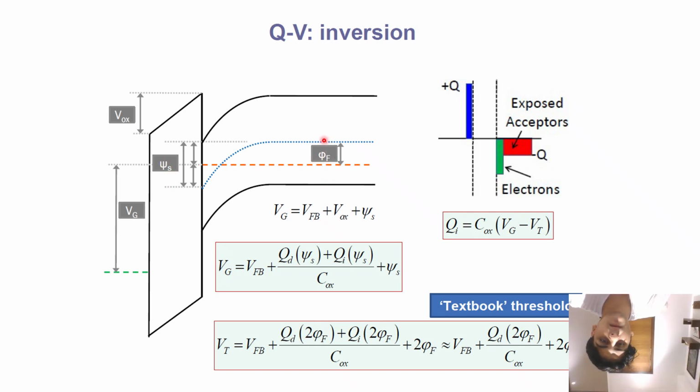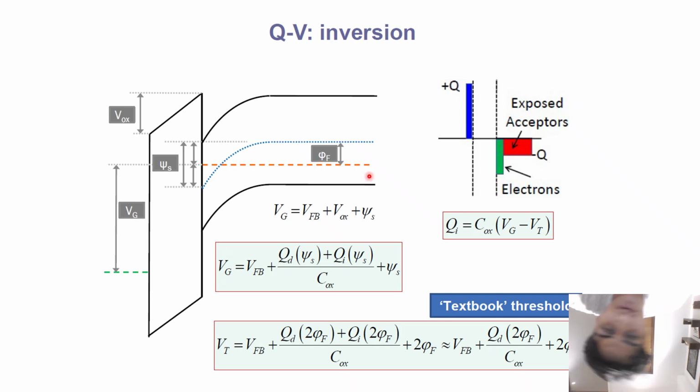And we know that this part is phi f. I'm gonna call this symbol phi because I don't know what it's actually called. So this symbol is phi f. This symbol is also phi f. So this inversion occurs when psi s is equal to 2 times phi f.